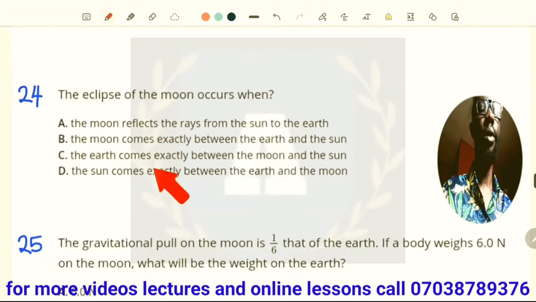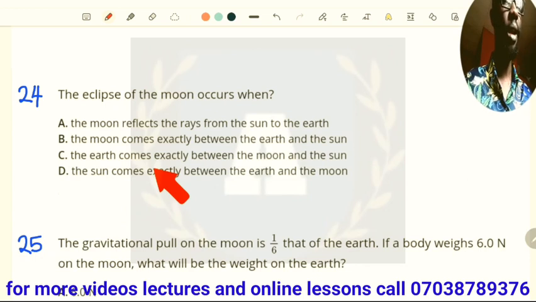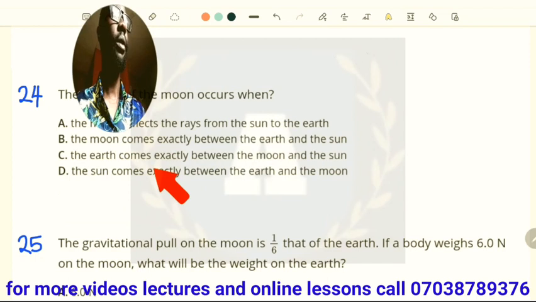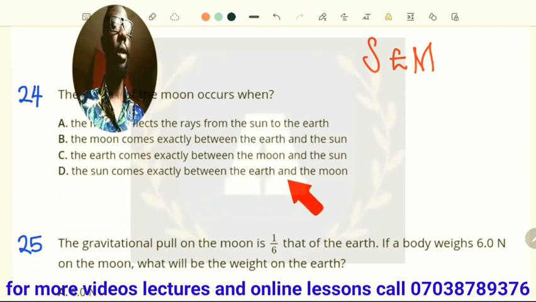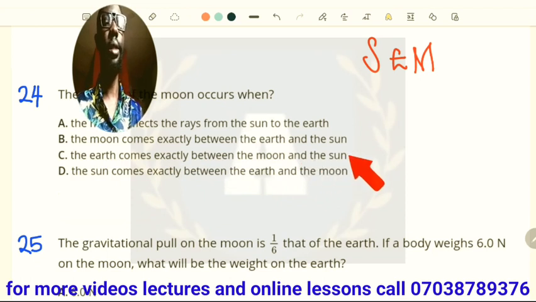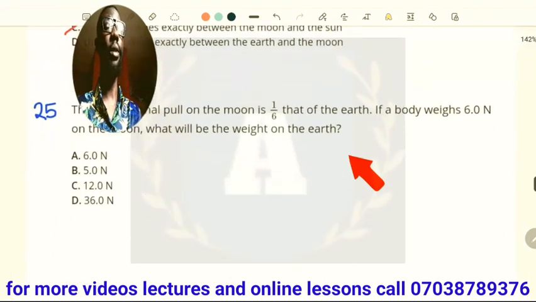Now, 24th question says the eclipse of the moon occurs. Okay, eclipse of the moon, which is the lunar eclipse, will occur when the earth is in between the sun and the moon. The earth comes exactly between the moon and the sun. So this is correct. All right, now quick one, the next question.